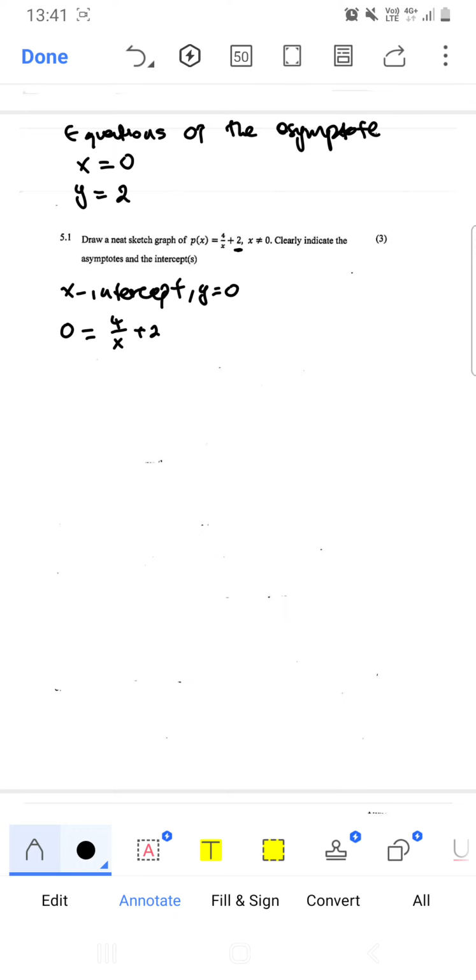So you have to move 2 from the right hand side to the left hand side, and then we get negative 2 is equal to 4 divided by x. Then you cross multiply, you get negative 2x is equal to 4. So x is equal to negative 2.